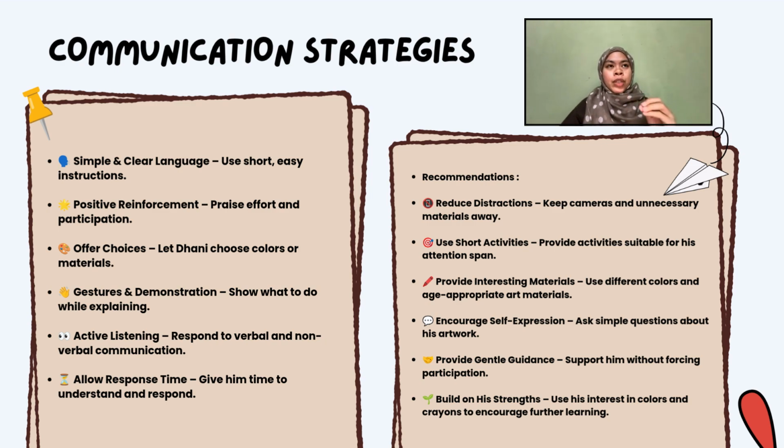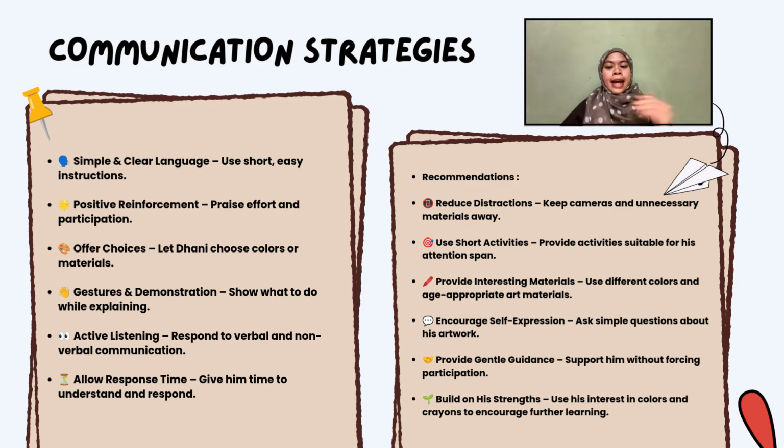Okay. And the next one is gesture and demonstration. Show what to do while explaining. Okay, for the 2 years old, we need to show what you need to do and explain. Oh, you need to color in the line nicely and you need to follow the line to color nicely.